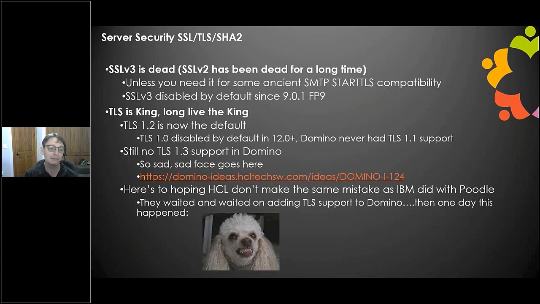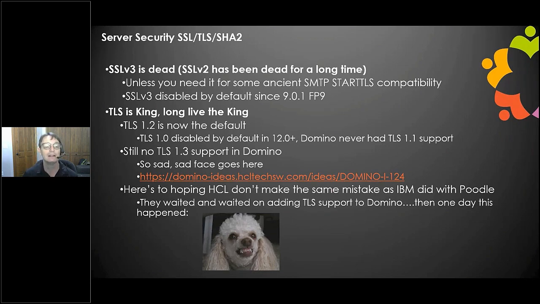TLS is king. It has been king for a while now, since 2015. TLS 1.2 is now the default in Domino. TLS 1.0 is actually disabled in Domino 12 and higher. You can re-enable it if you want to. You don't generally want to because it's now considered vulnerable, quote unquote, although I don't believe there are any actual attacks on it. Domino never had 1.1, so you don't have to worry about that. There is still no TLS 1.3 support in Domino.